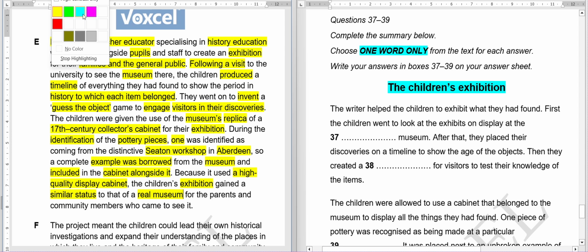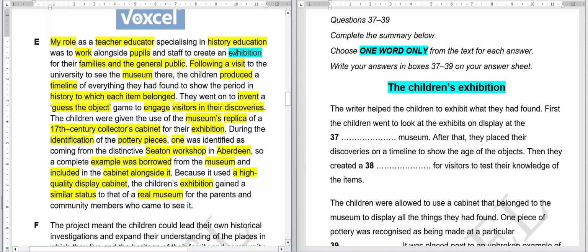Let me change the color first. Yes, there is something about pupils' exhibition. So let's read the questions. The writer helped the children to exhibit what they had found. Yes, it was the role of the writer to do this, to create an exhibition.